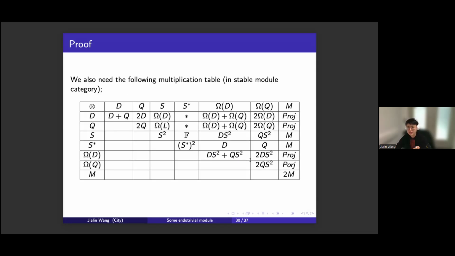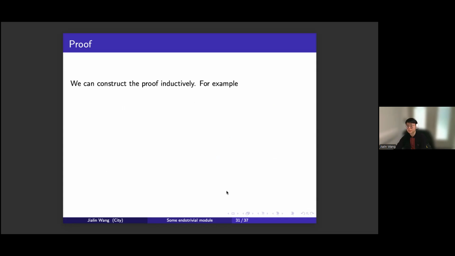And the multiplication table, we can also compute over here. I'll ignore the detail, but we know most of the multiplication table. So how to construct the proof? You do it inductively.